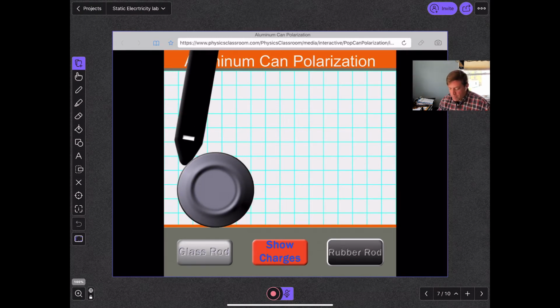Why would a piece of metal be attracted to a charged rod? The metal's not at all charged, right? Well, it has to do with the fact that in a metal, the charges can move. And we would say that this can is polarized.